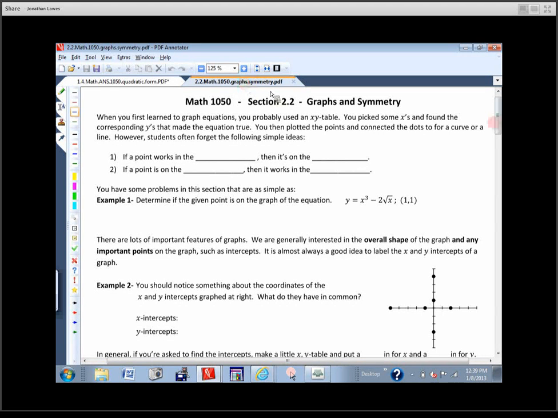No. Okay, so let's take a look at the next section. Again, it's on the back of the first page of that packet. So 2.2 is on graphs and symmetry.